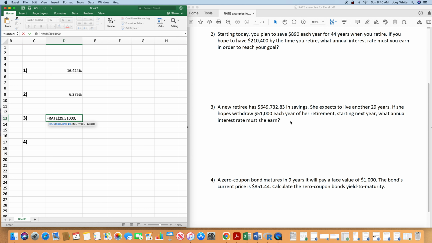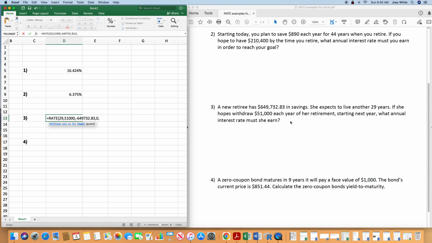Present value, so the new retiree, that's how much she has in savings right now. She doesn't have access to all these savings, so that means it's going to go in as negative. So for 649,000, negative 649, remember no comma with thousands, 732.83, and comma. And then, of course, by the time she retires, she's presumably not going to have anything left, so her future value is 0.